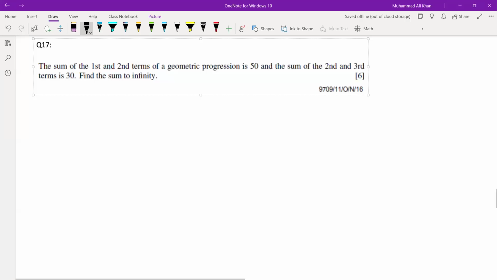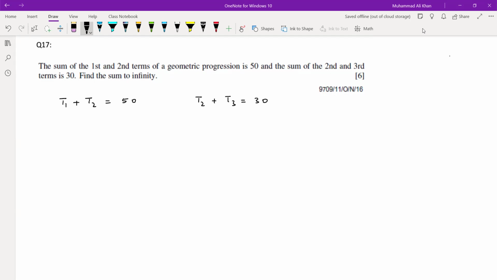Now, question number 17 from the arithmetic and geometric progression file, from October/November 16, paper 1-1. The question: the sum of the first and second term of a geometric progression is 50, that is T1 plus T2 equals 50. And the sum of the second and third term, T2 plus T3, is 30. Find the sum to infinity.